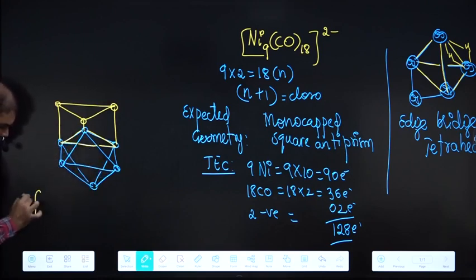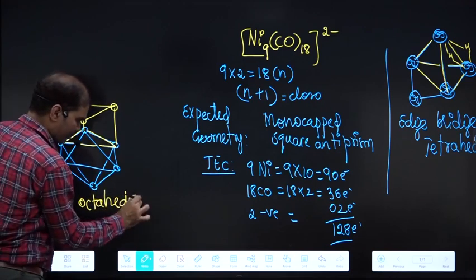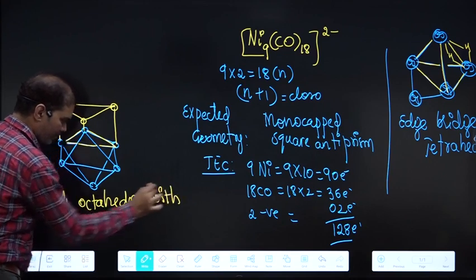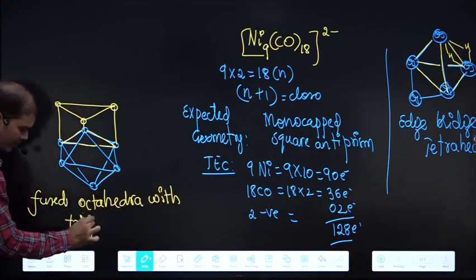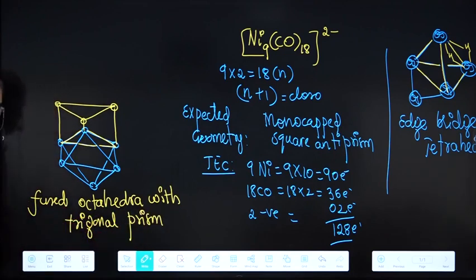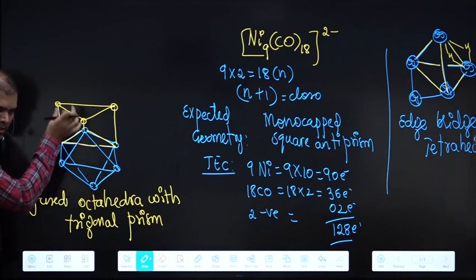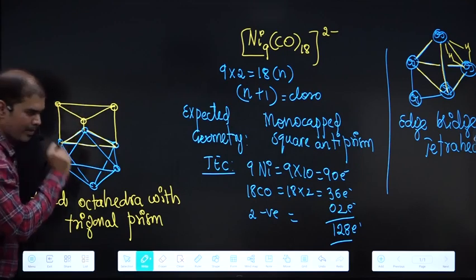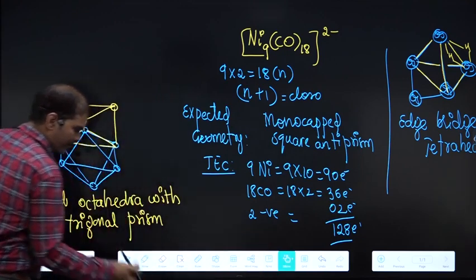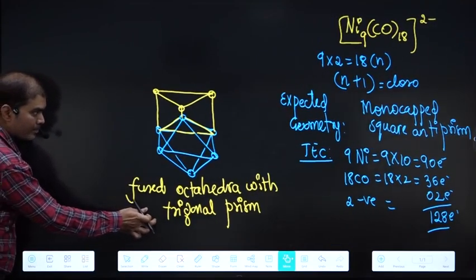So the structure is found to be fused octahedra with trigonal prism. Can PACPT explain this structure? No. According to PACPT, it will always give you monocapped square antiprism. But when you see this structure, it is not a monocapped square antiprism. It is instead an octahedra and a trigonal prism fused together. So again, this is one more exception. The structure is fused octahedra with a trigonal prism.